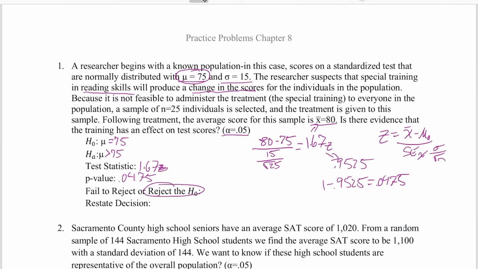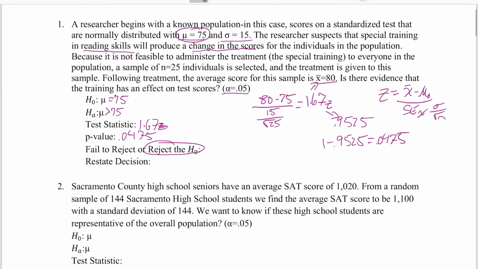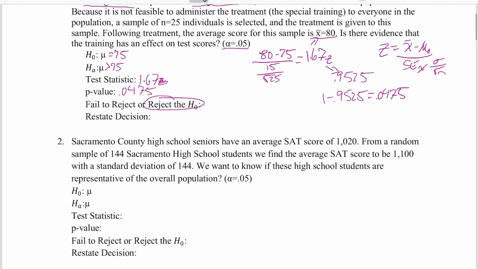When we want to restate the decision, we would state that there's sufficient evidence to warrant the rejection of the claim that mu equals 75. I'm not going to write all that out, as you can read it on the PDF file of this.